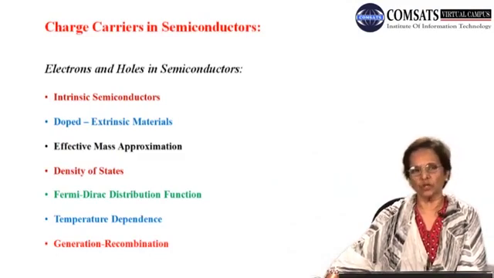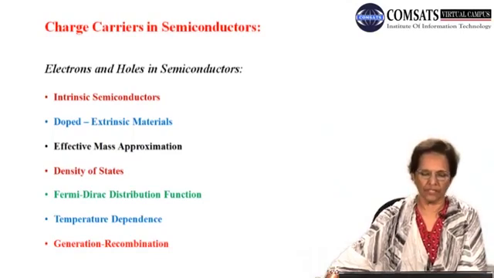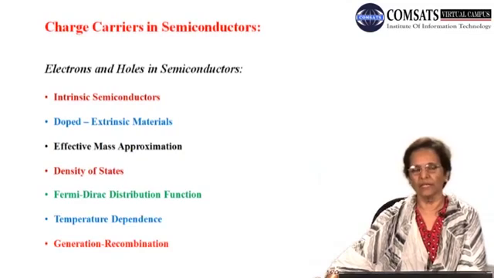And then we would talk about the approximation known as effective mass approximation, in which the electron mass has to be modified to account for the existence of an electron moving in a real crystal rather than moving in vacuum. And finally, we will talk about the density of states and Fermi-Dirac distribution function.